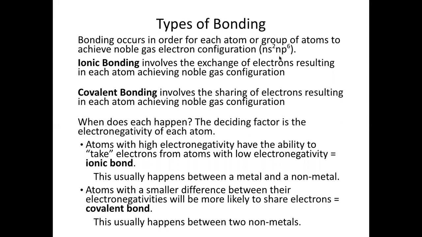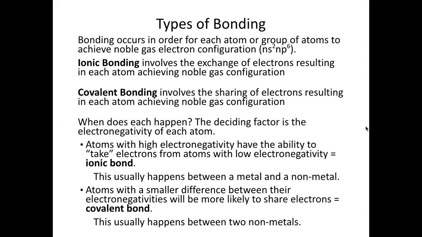There are 2 types of bonding. Ionic bonding, which involves the exchange of electrons, resulting in each atom achieving a noble gas configuration. And then there's also covalent bonding, which involves the sharing of electrons, resulting in each atom achieving noble gas configuration. Again, to point out the difference, in ionic bonding, we are exchanging, so either gaining or losing electrons. In covalent bonding, we are not gaining or losing, but we're actually sharing those electrons.